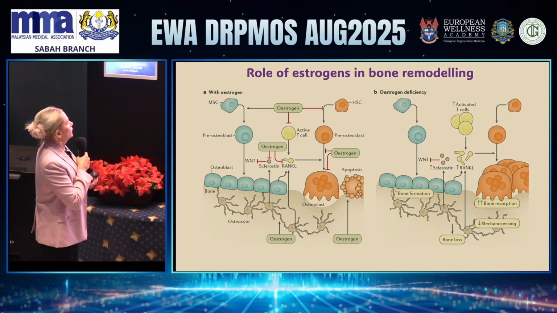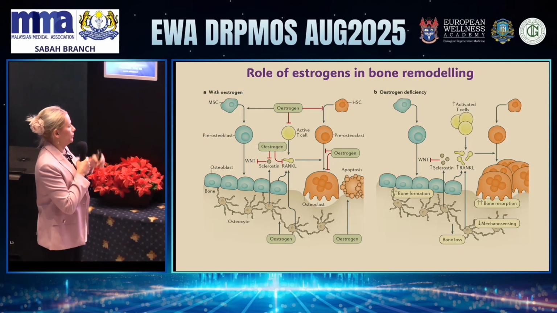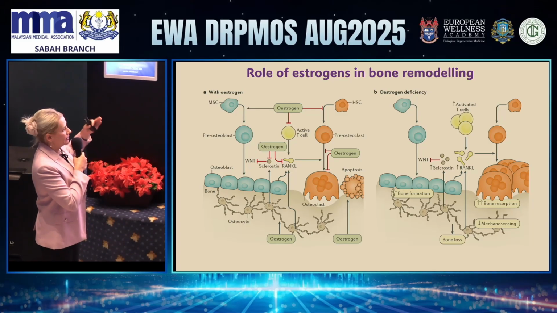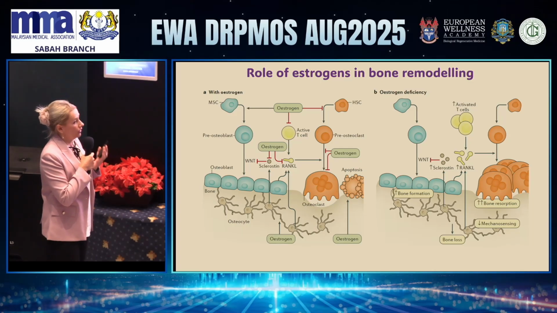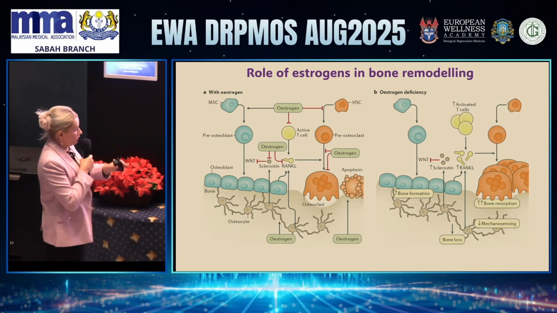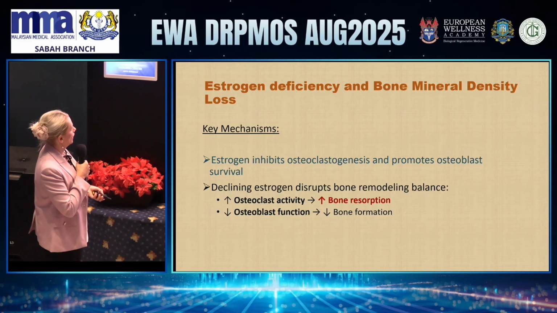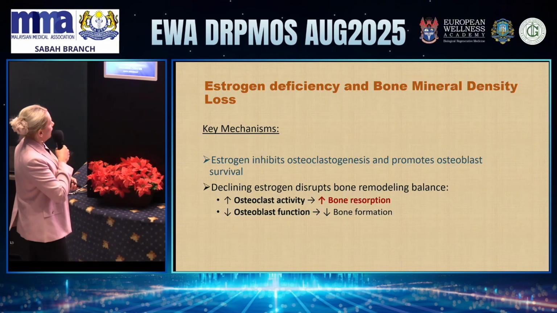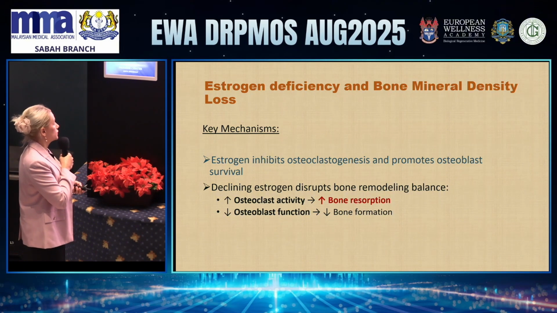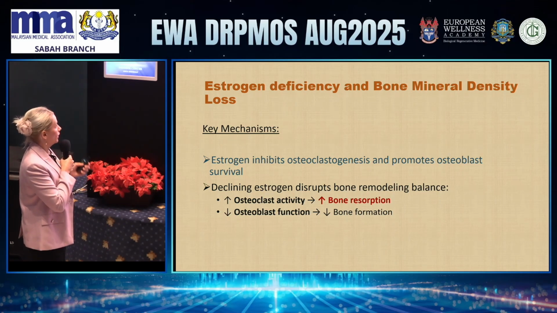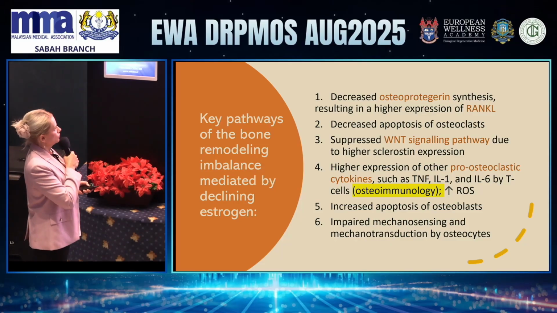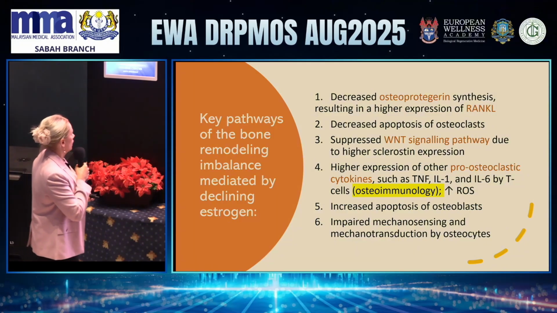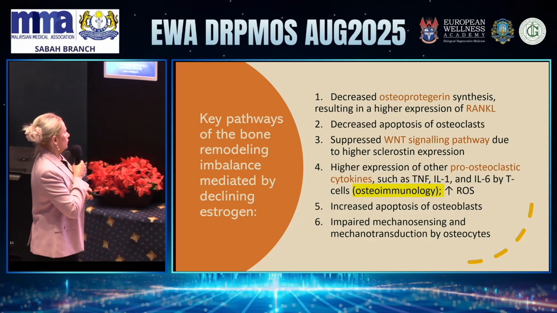Mechanism number three, estrogen blocks sclerostin, the one that, as I mentioned before, appears to be a blocker for the WNT signaling pathway, activator of the osteoblasts. So minimum three mechanisms how estrogen is important for the bone formation and inhibiting bone resorption. As I mentioned, the key mechanisms: estrogen inhibits osteoclastogenesis and promotes osteoblast survival, increasing osteoblast activity and decreasing osteoclasts. So again, just to sum up the key pathways, how estrogen is important for the regulation of the balance between bone resorption and bone formation.